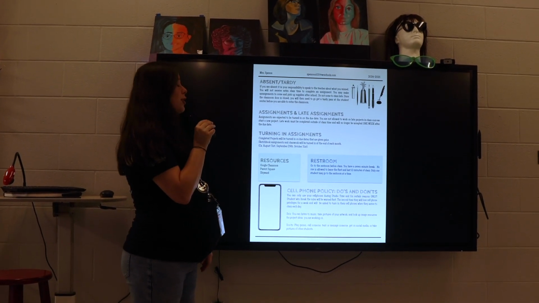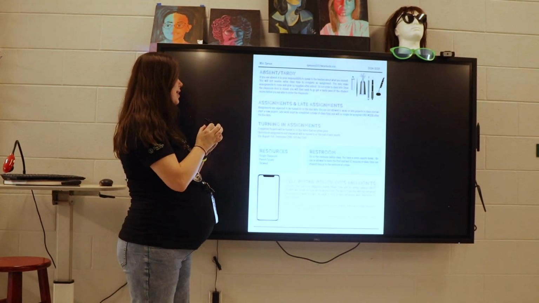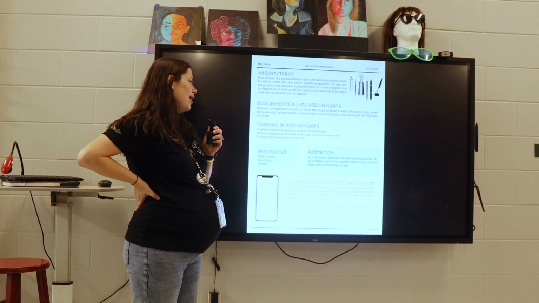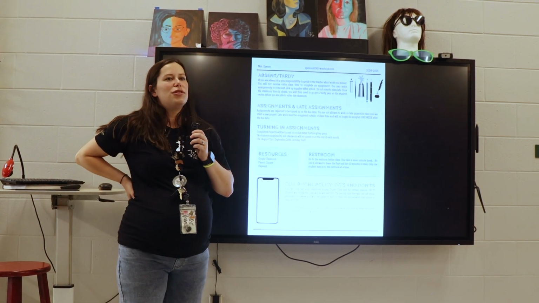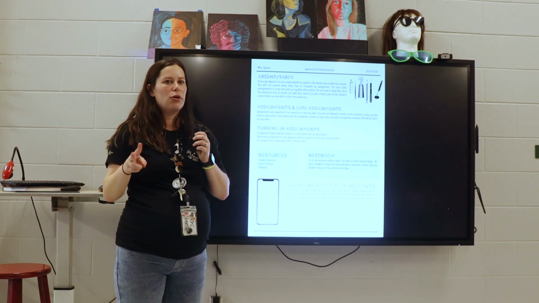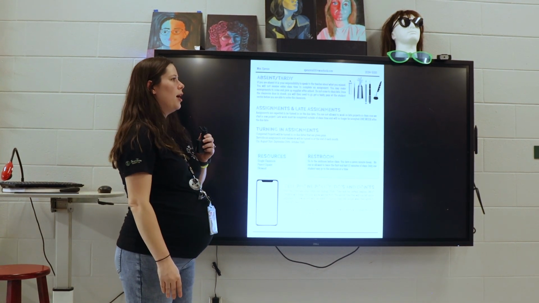Restroom. Go to the restroom before class. You have 7 minutes. Use that time wisely. No one is allowed to leave the first and last 10 minutes of class. You guys already know this. And only one student goes to the restroom at a time. I don't do the whole boy-girl thing. It just makes it easier if there's one person going.